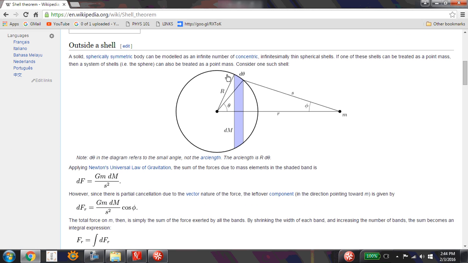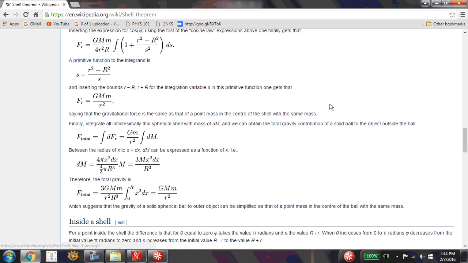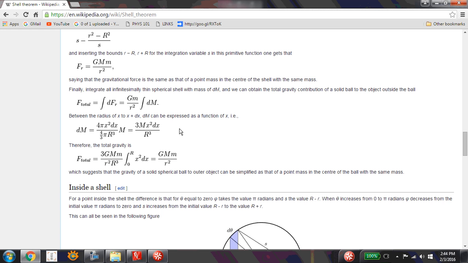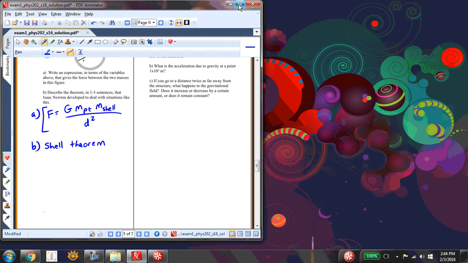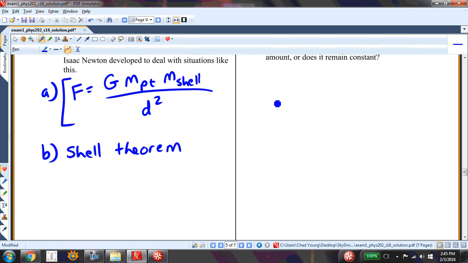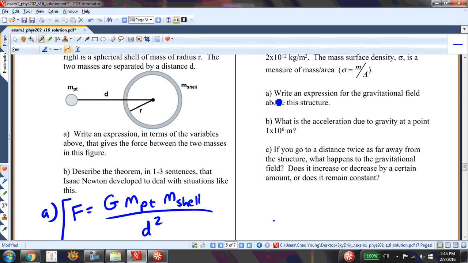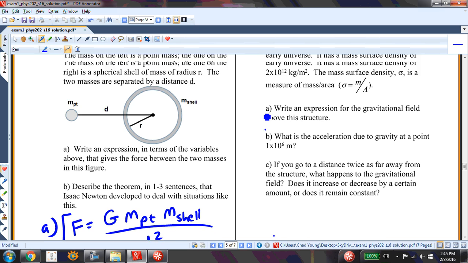And then we did talk about how he proved the shell theorem: he had this shell and he integrated over the surface of the shell and showed that the force at a mass here is equal to this GMm over r squared, which is just the universal law of gravitation. So that shell of mass looks to the outside particle like a point mass. Couple sentences about that.